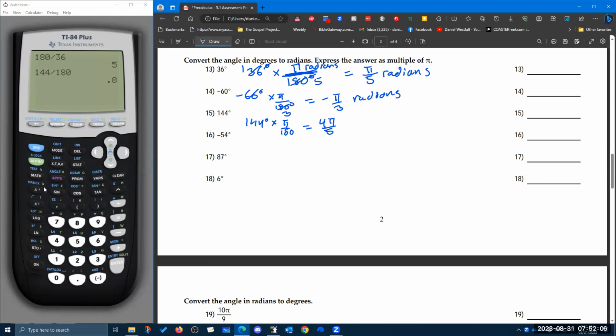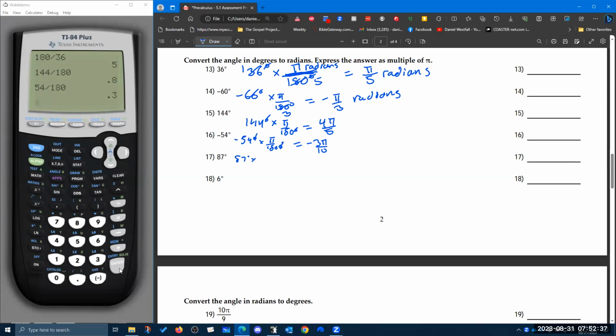Negative 54 degrees. We're going to take negative 54 times pi over 180. Our degrees will cancel here. 54 divided by 180 is 3/10. So that's negative 3 pi over 10.